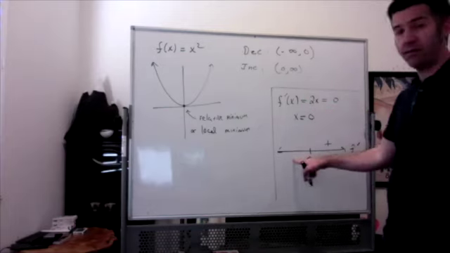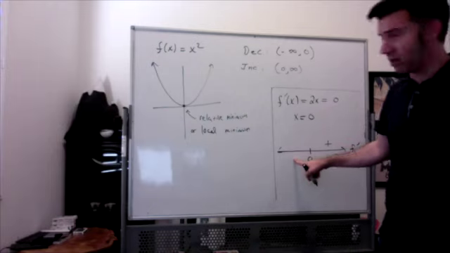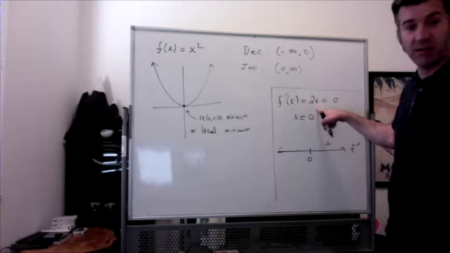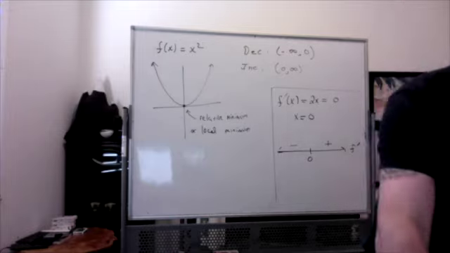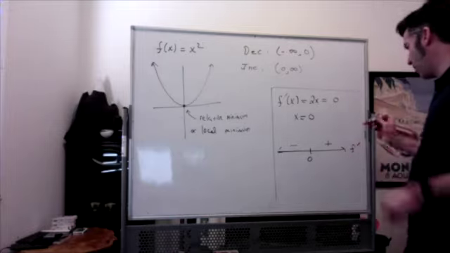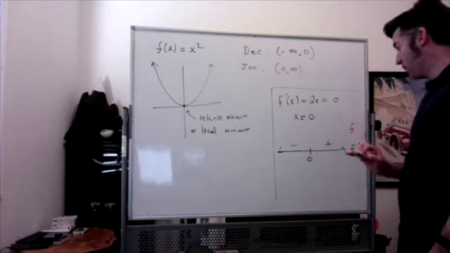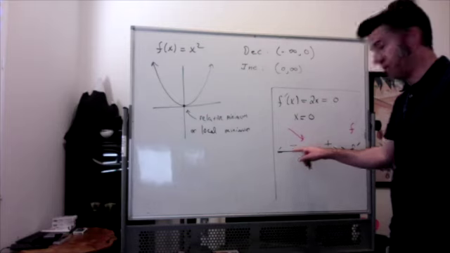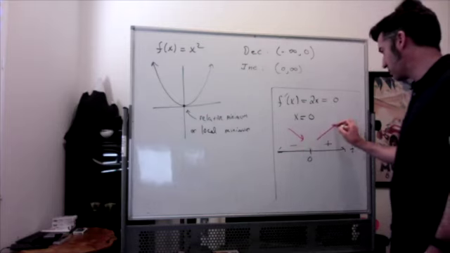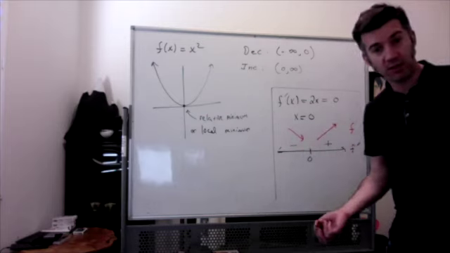On the other side, if you pick a number smaller than 0, like -3, plug it in here, the derivative is going to be negative. And I also like to draw this, so that I can think about, well, that means that the function itself is decreasing where the derivative is negative and increasing where the derivative is positive.